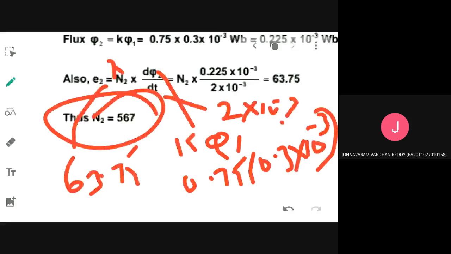564, ma'am. Okay, 564 is also well and good. Approximate to 560. Yes, ma'am, me too, 564. For me also 564, ma'am. Okay, around 564 if you got, no problem.